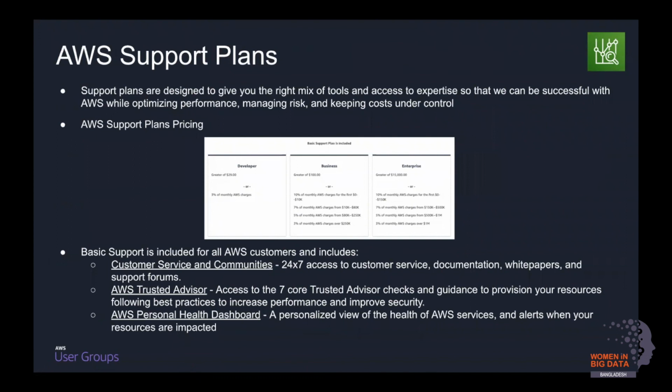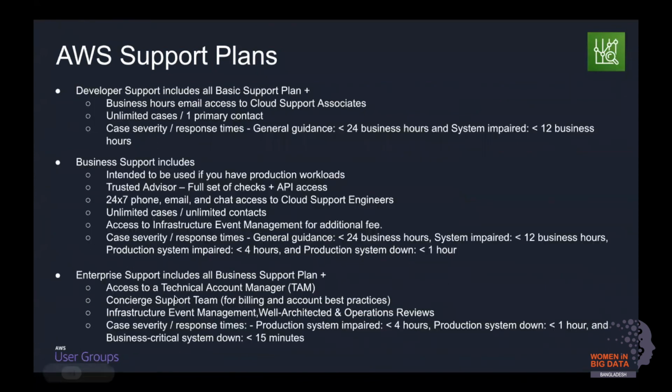When you move towards the next support model, it's chargeable but provides more features and functionalities. Most enterprises use Enterprise Support because they get a TAM, technical account manager, as part of that plan, who acts like your advisory service and gives suggestions, recommendations, and architecture best practices. The broader differences are the SLA in the support plan, as well as the kind of access you have. In Developer, you have one primary contact; in Business and Enterprise, you have unlimited.